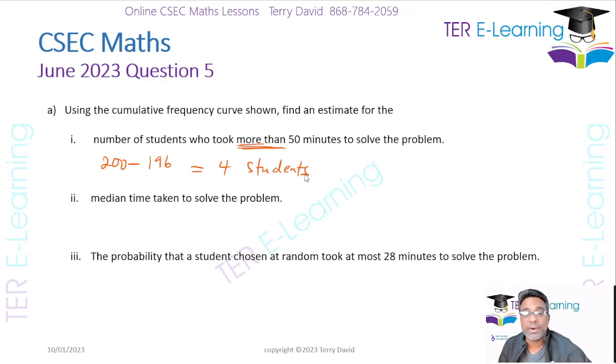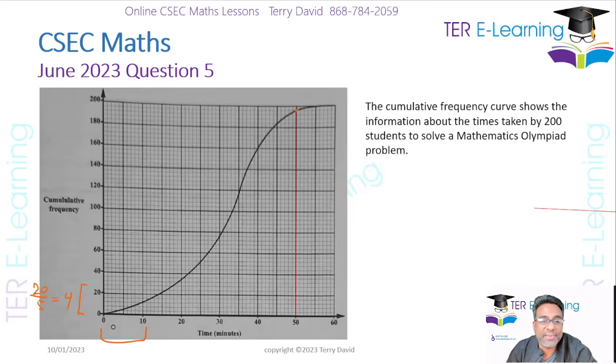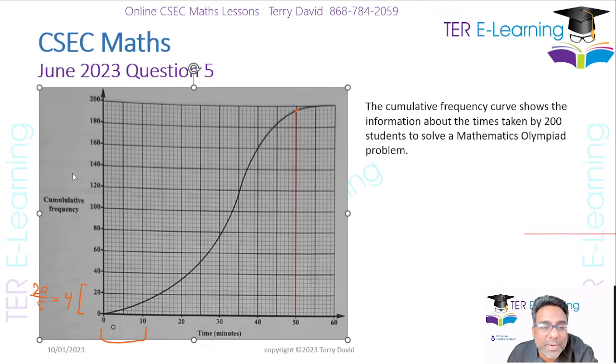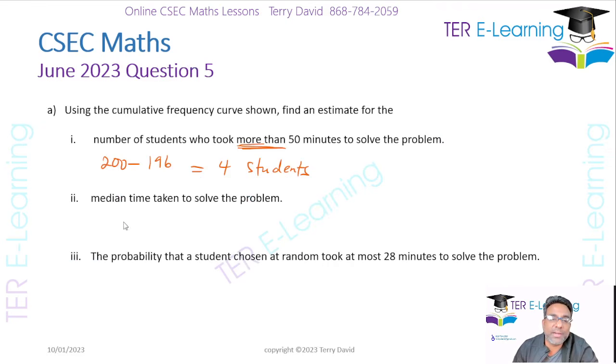The next one, they want the median time to solve. So you have to go to the graph again. You want the median, and you have 200 students in total, so you need to read off at 100. That's here. As you can see, the graph is not perfect, but reading off at 100 corresponds to about 31, 32, 33, maybe about 33 minutes. So I'm getting a median of around 33 minutes.